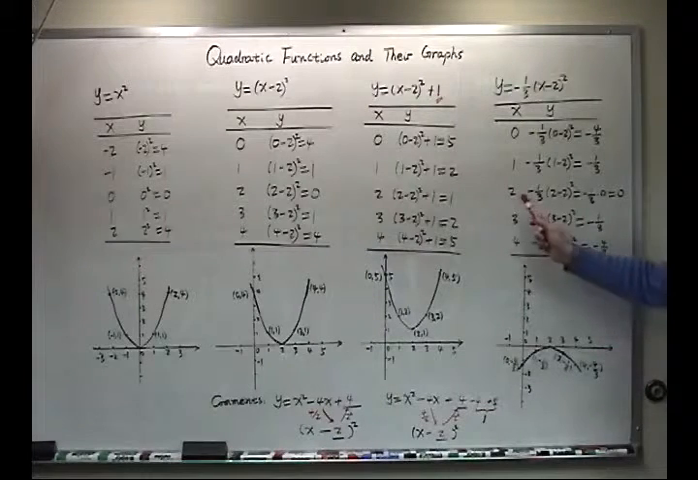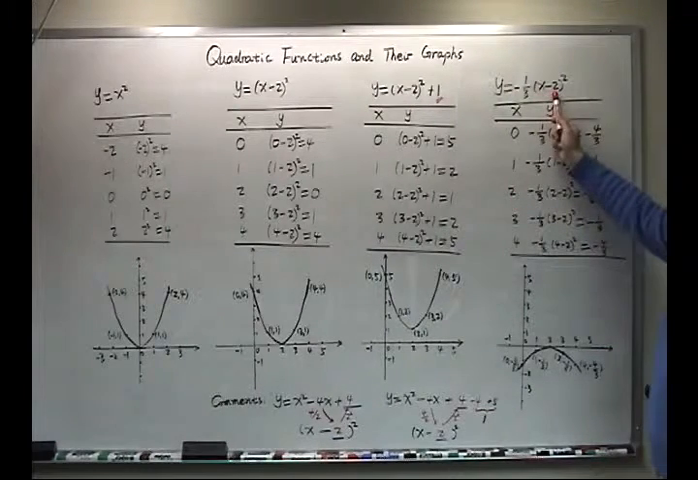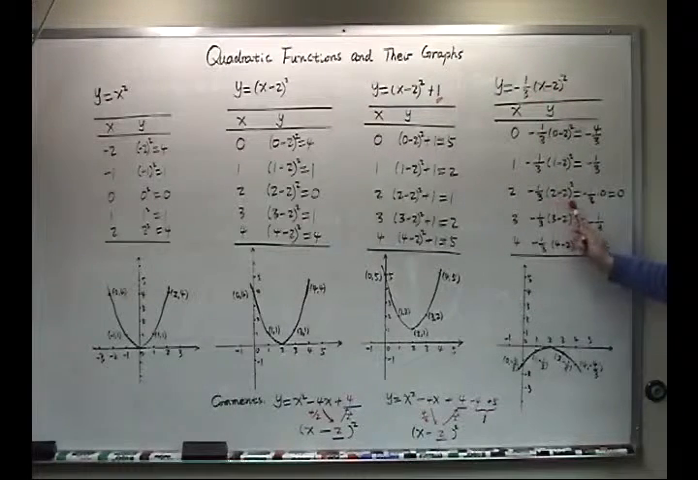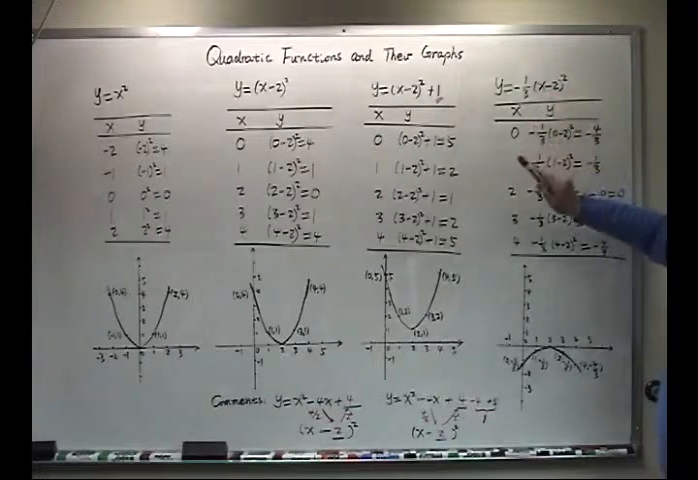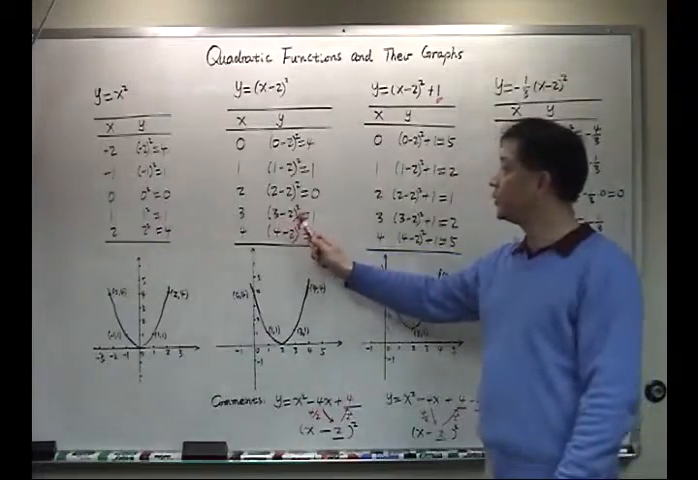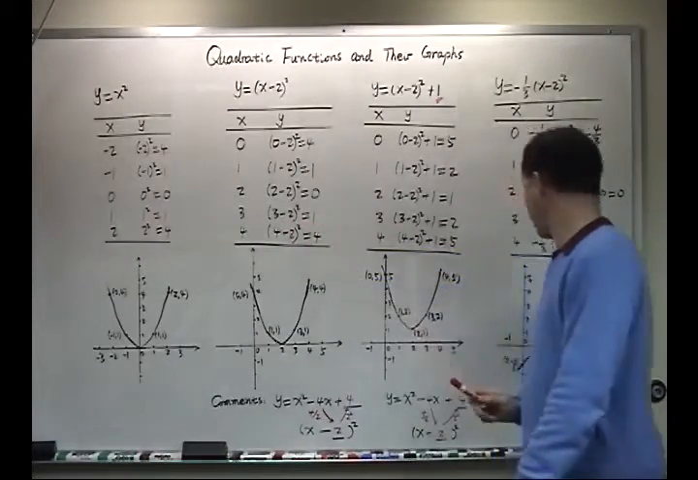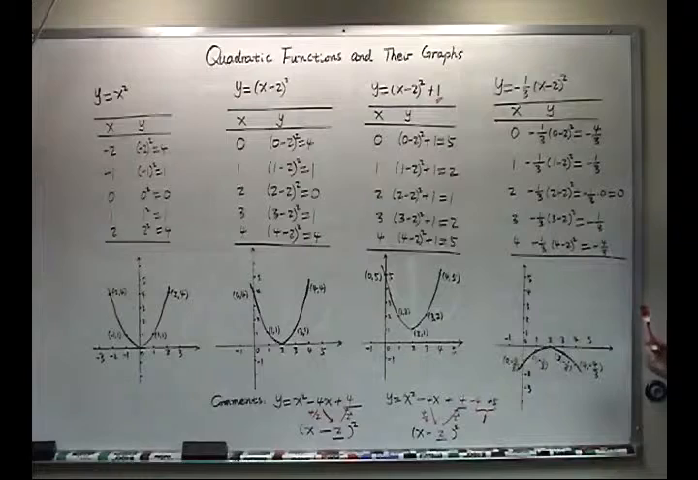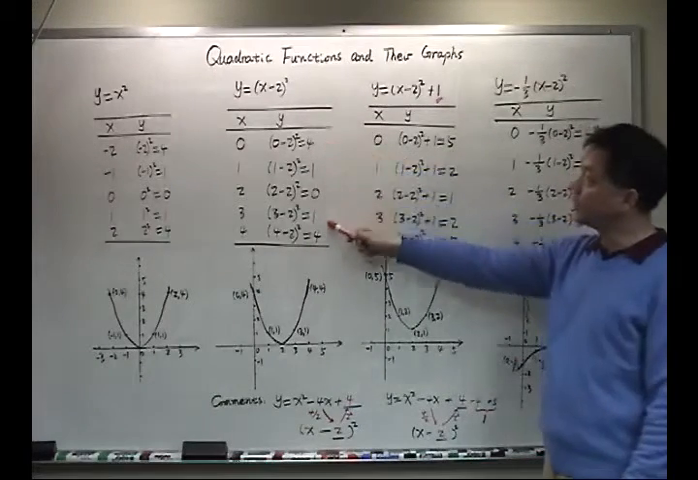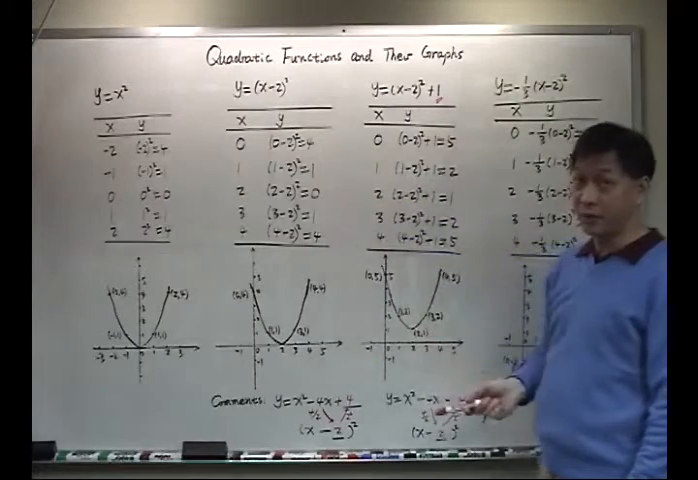Now you plug in 2 here. 2 minus 2 is 0, and divided by -3, you have a 0. You plug in 3 here. 3 minus 2 squared is 1, divided by -3, you have a -1/3. So it's actually each value right here divided by -3.